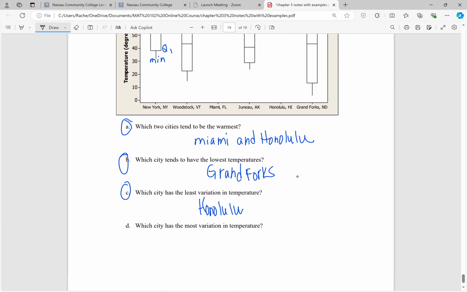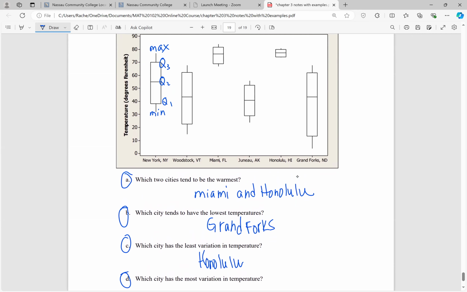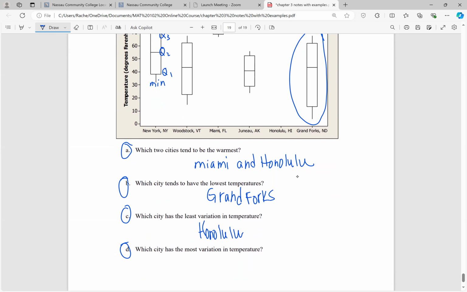And then let's look at one more. Part D, which city has the most variation in temperature? The city that has the most variation in temperature is going to be the city that has the longest box. It seems that the longest box is the box for Grand Forks, because the max temperature seems to be close to 70, but then the min dips all the way down to single digit temperatures. So that one seems to have the most variability in temperature. So this one is going to be Grand Forks.